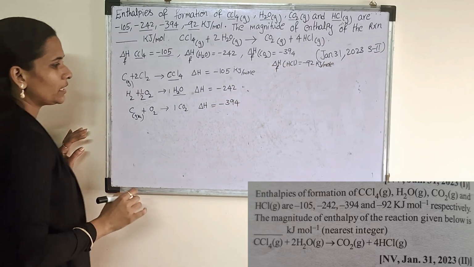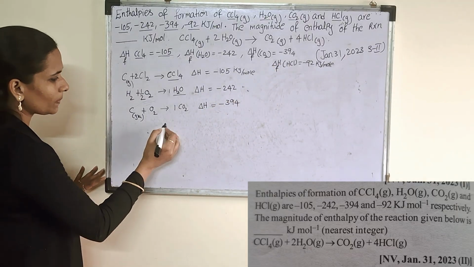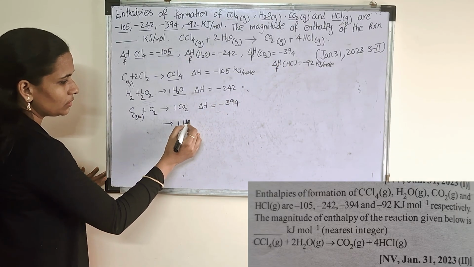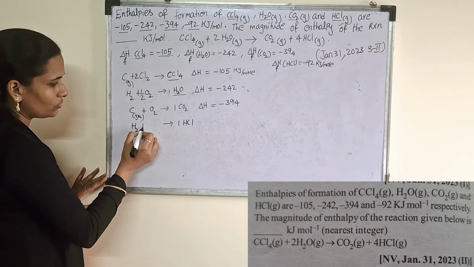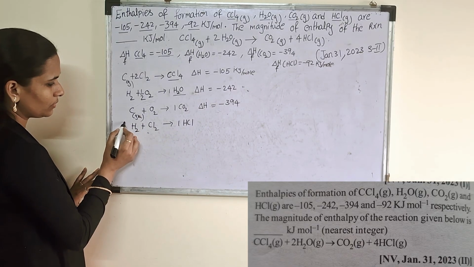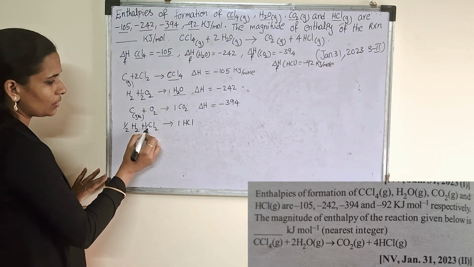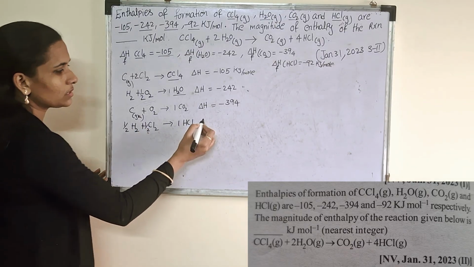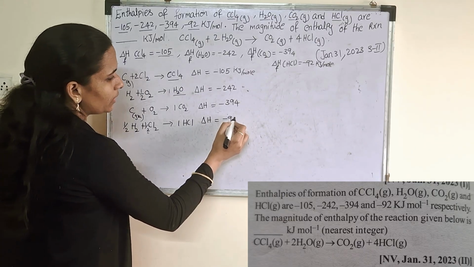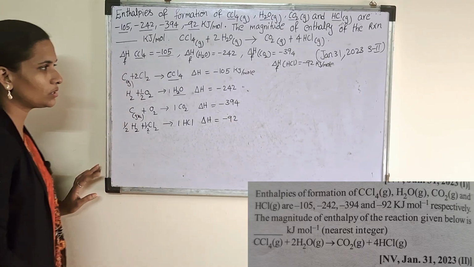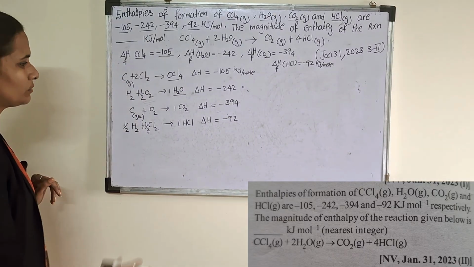Next, delta H formation of HCl. 1 mole of HCl is formed from its constituent elements hydrogen and chlorine. So now balance this equation: half H2 plus half Cl2 gives rise to 1 mole of HCl. Then delta H equal to minus 92 kilojoule per mole, as given. So these are the given information.